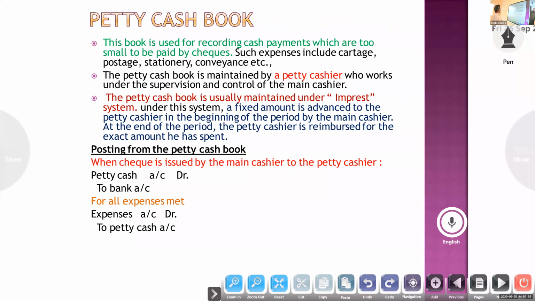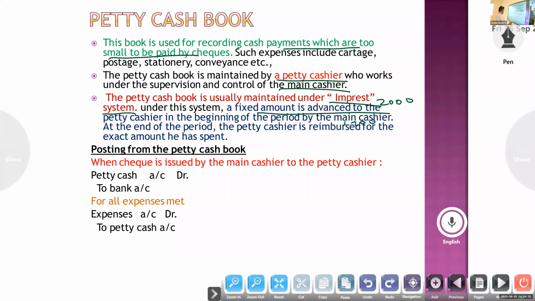Next, the petty cash book. It is used for recording cash payments which are too small to be paid by check. It is maintained by the petty cashier, who works under the control of the main cashier. One very important thing is the imprest system, a very important theory. Under this system, a fixed amount is advanced to the petty cashier at the beginning of the period by the main cashier. At the end, the petty cashier is reimbursed for the exact amount he has spent.